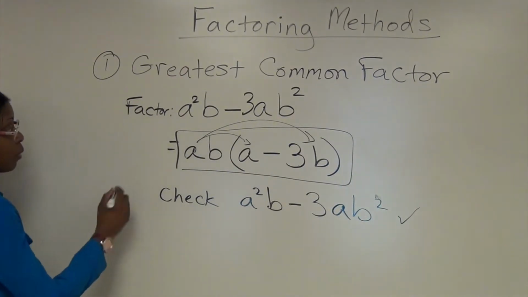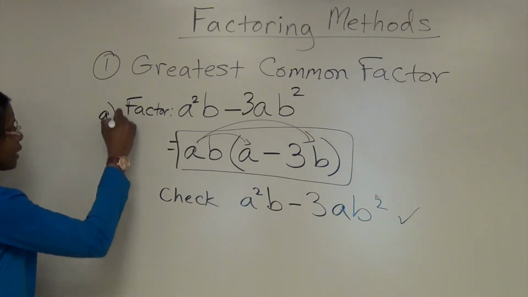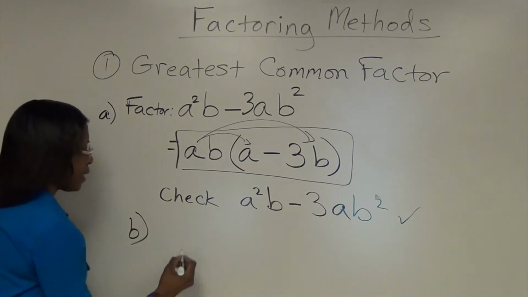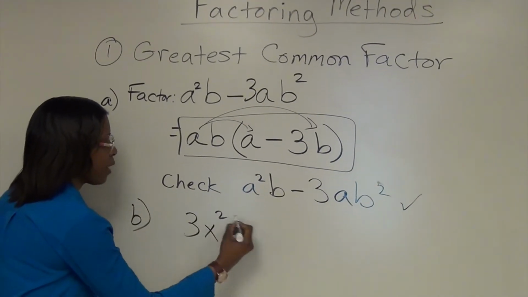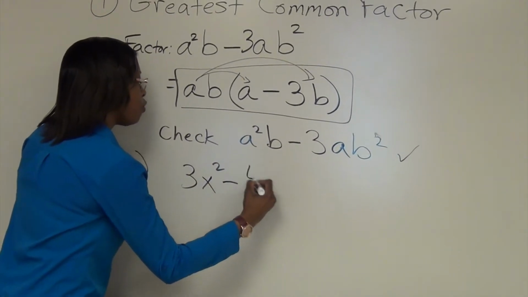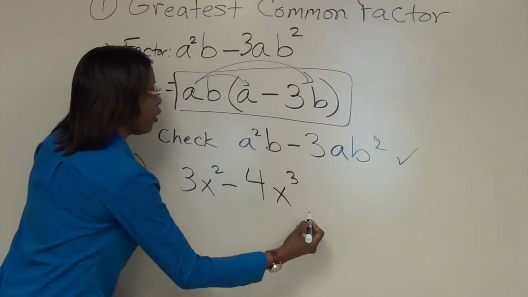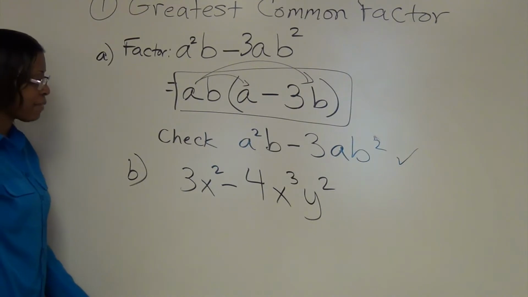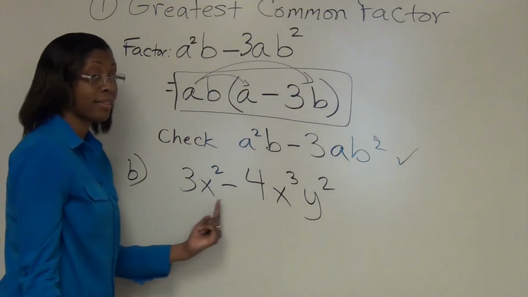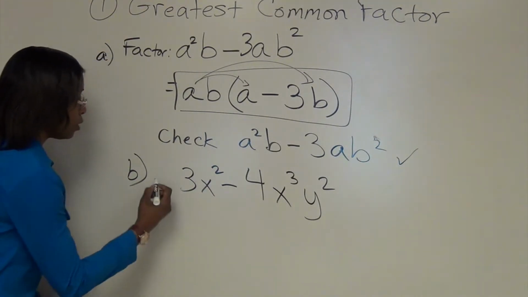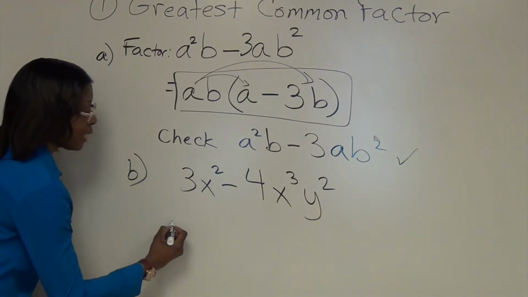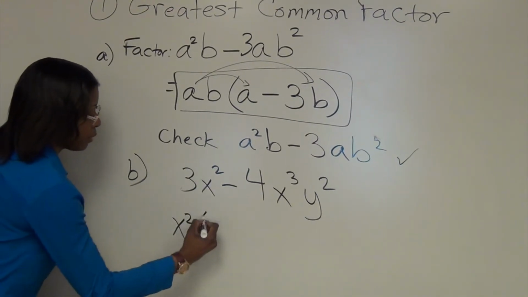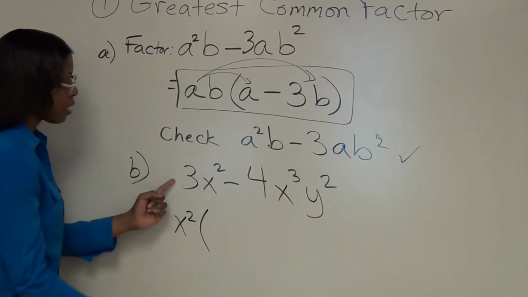All right, we can do another one like that. Let's say we have 3x squared minus 4x to the third y squared. All right? So what do they have in common? Well, they both have x's, and you take out the lowest power. So we want to factor this. So we get x squared, and then we take x squared out. So what do we have left?